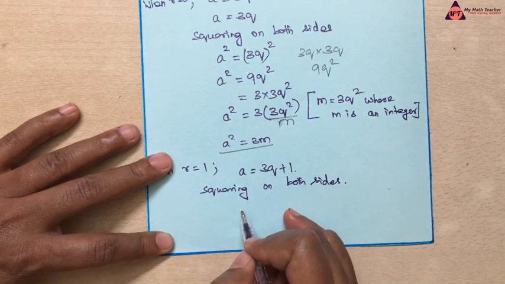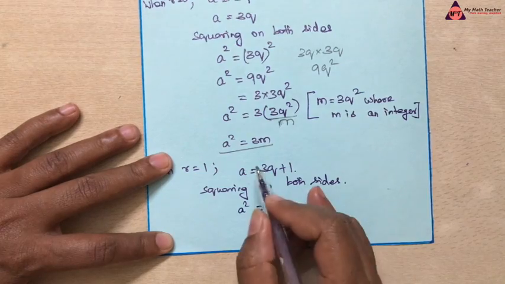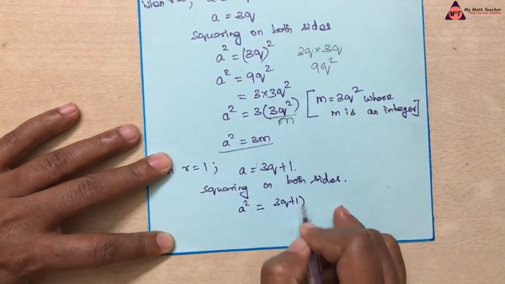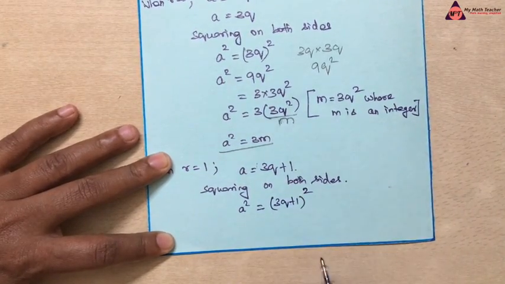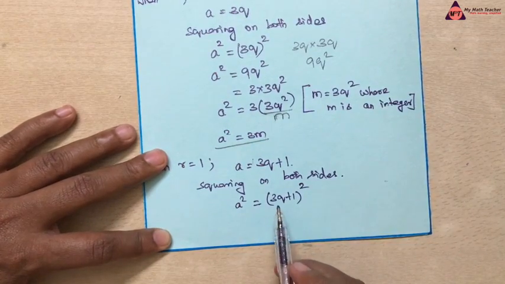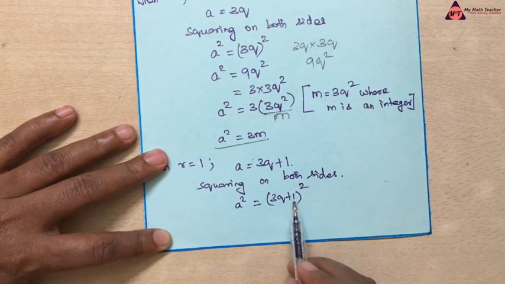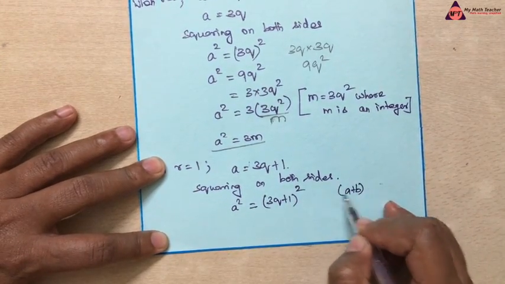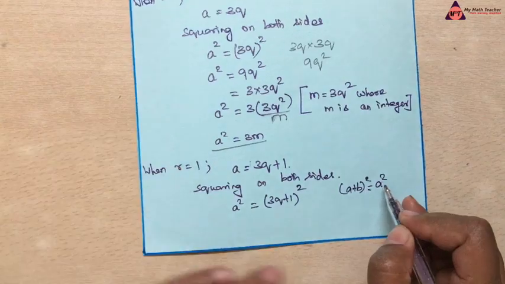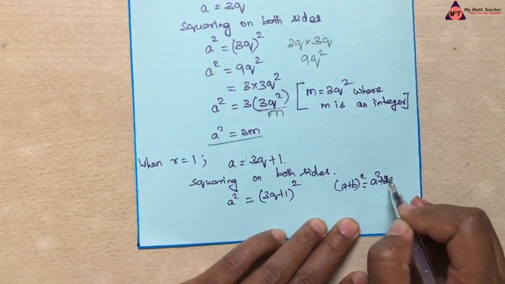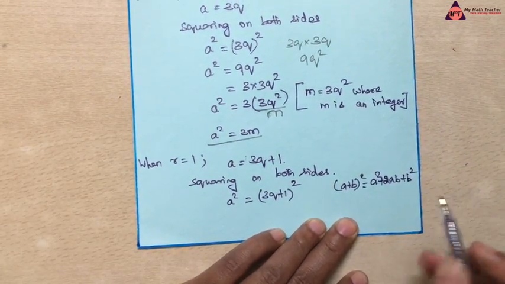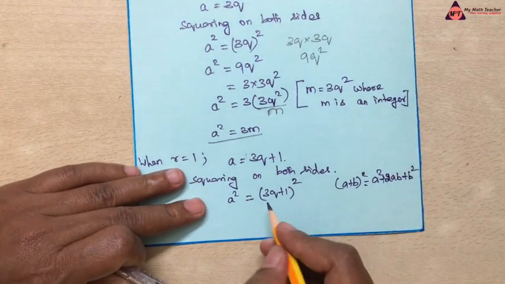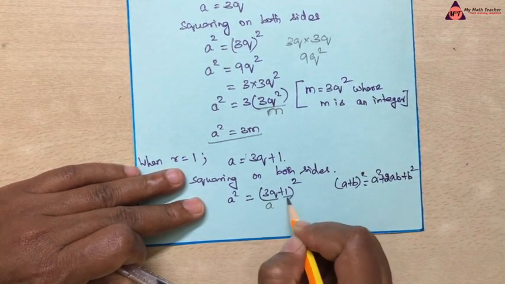Square the left side, we will get a square that is equal to 3q plus 1 the whole square. Now you can see this is of the form a plus b the whole square. What is a plus b the whole square? Answer is a square plus 2ab plus b square. Now this is a and this is b.